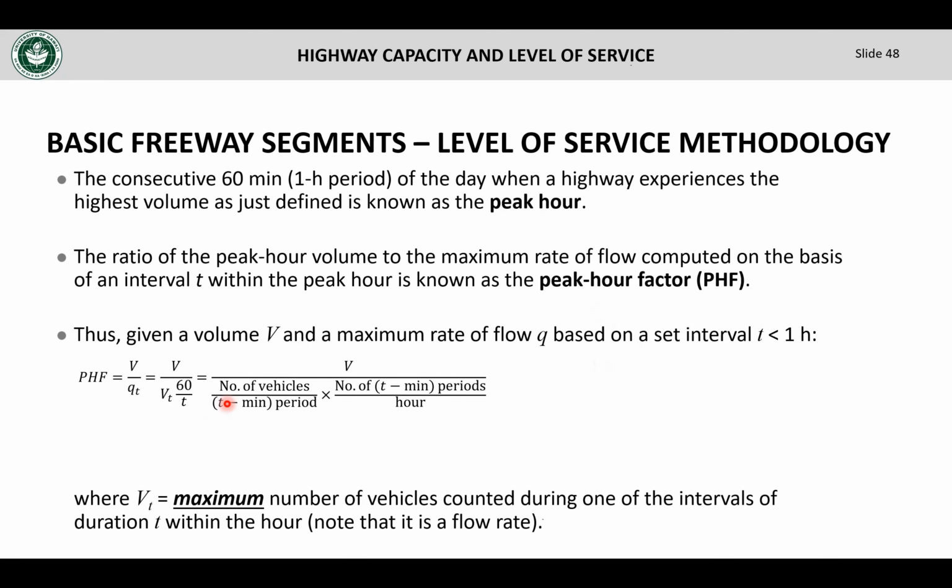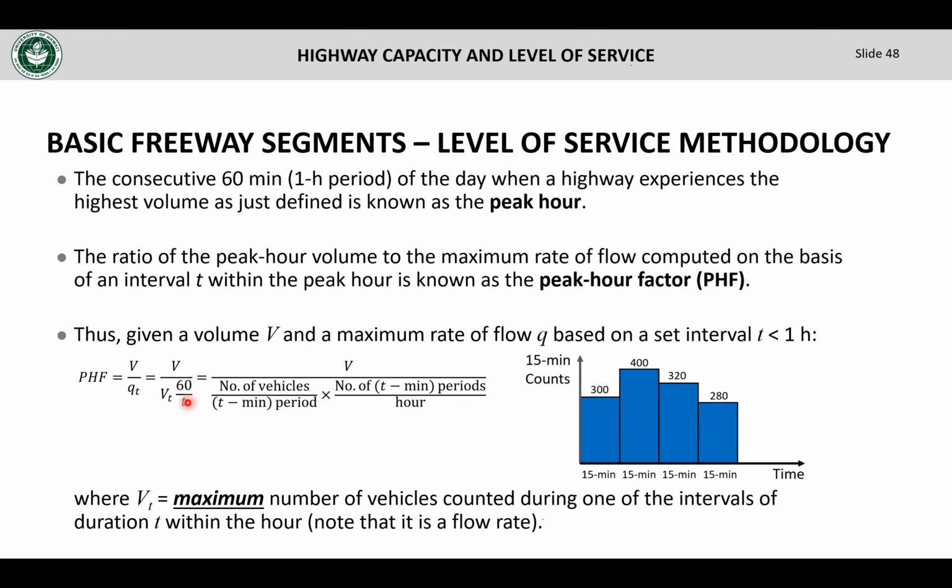This is the equation for the peak hour factor, where we have V divided by this quantity, which is the flow rate QT, which can be expressed as the product of two factors, VT and 60 divided by T. Let's clarify what these quantities are with an example. Here we have four 15-minute counts. These are the counts within an hour, which happens to be the peak hour.